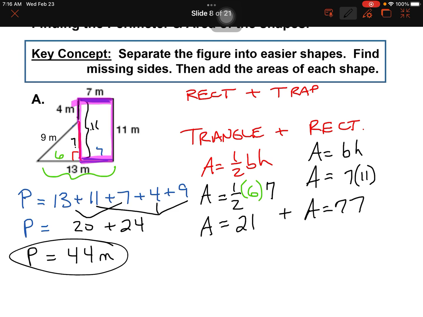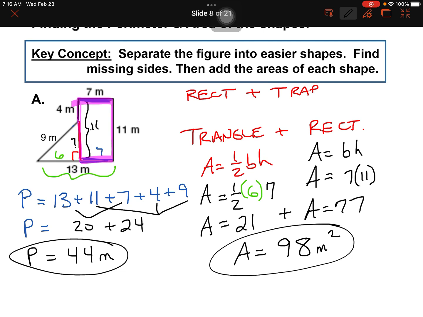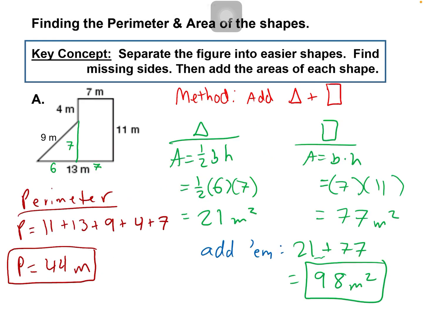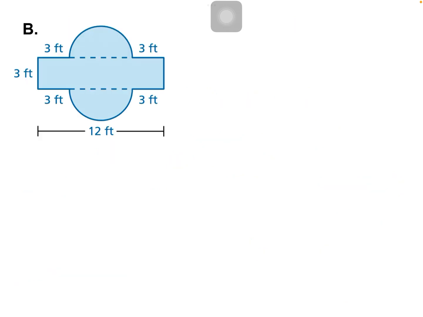And now I can add those together. And that gives me 98. And in this case, meters squared would be my total area. All right, we could have also done that as a trapezoid and a rectangle, whichever way you want to see it as done. So you can see the notes on this one was, once again, triangles as well.